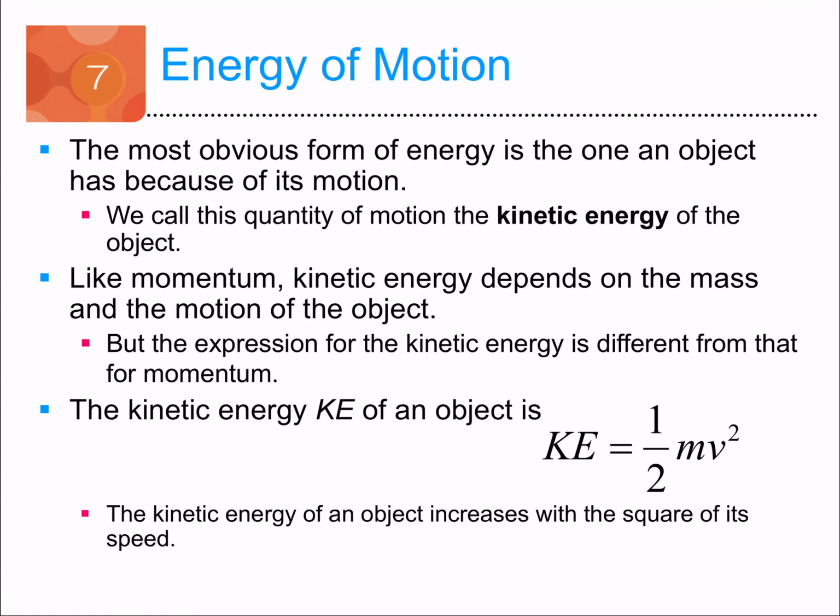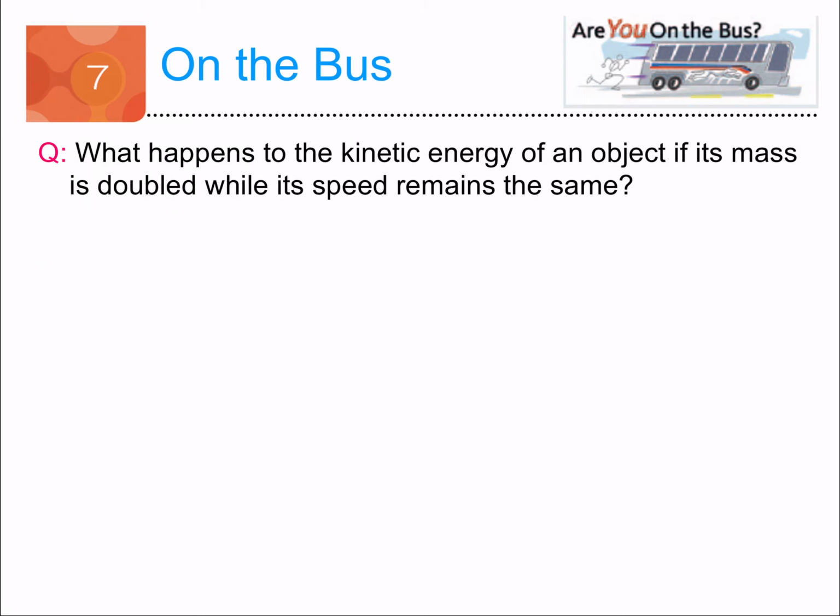So we're going to start off with energy of motion, and that energy of motion is called kinetic energy. Kinetic energy depends upon mass and the motion of the object, just like momentum did, but it is a little different. If you notice the formula for kinetic energy, we use a KE to represent kinetic energy, and it is 1/2 mass times velocity squared, or speed squared. So the kinetic energy is going to increase with the square of its speed. Now, with that being said, we have kinetic energy equals 1/2 mv squared.